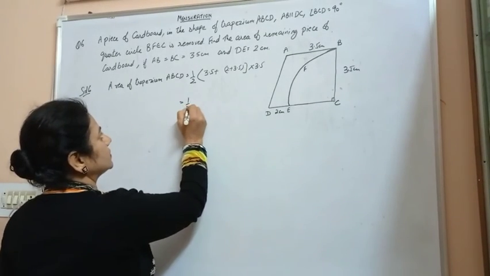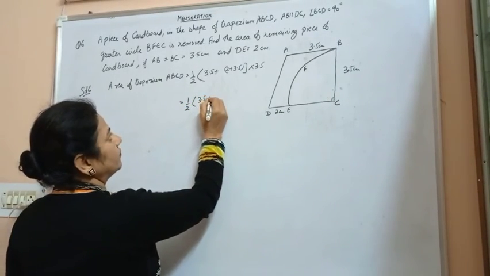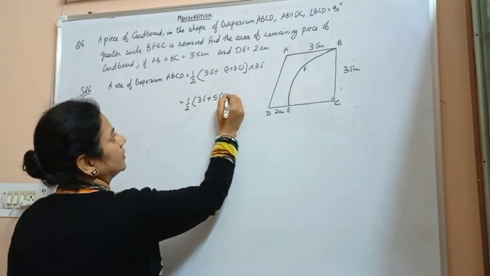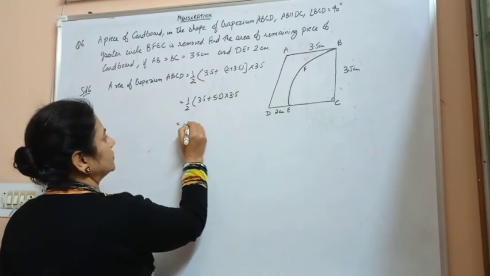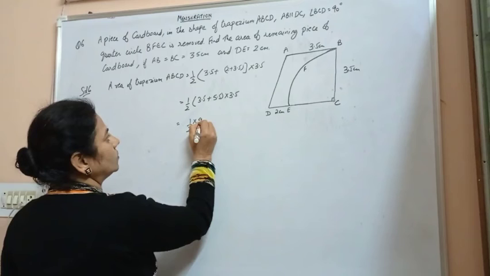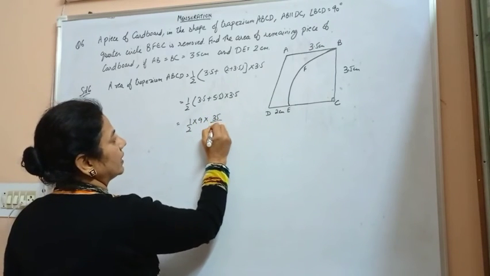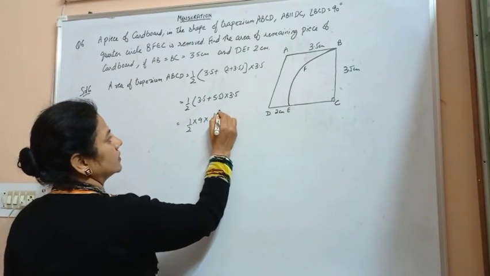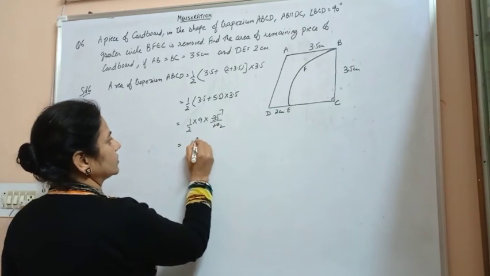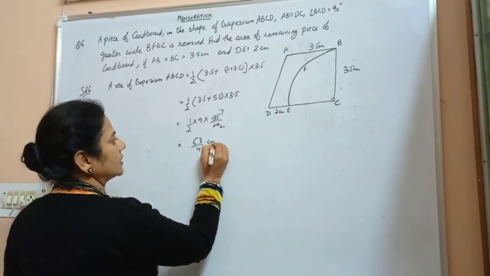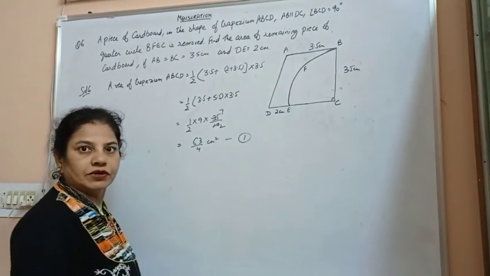Now calculate this. 3.5 plus 5.5 into 3.5, which is equal to 1 by 2 into 9 into 35 by 10, 7 by 2. So 63 by 4 centimeter square. This is the area of trapezium.